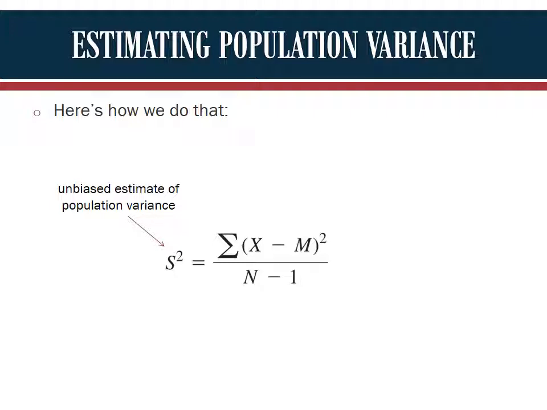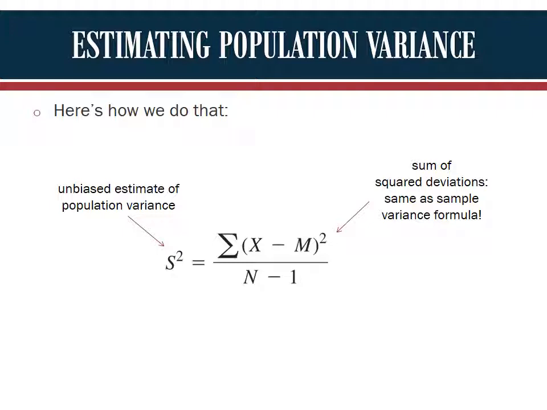So s squared is our unbiased estimate of population variance, or in short, you can just call it estimated population variance. To find estimated population variance, the top part of the equation here is the exact same thing as it is in the sample variance formula. So the top here is the sum of the squared deviations from the mean, and that's exactly the same as it is in the sample variance formula. So to find this, you're going to do that same thing where you make that chart with 3 columns, the x, then x minus m, and then x minus m squared.